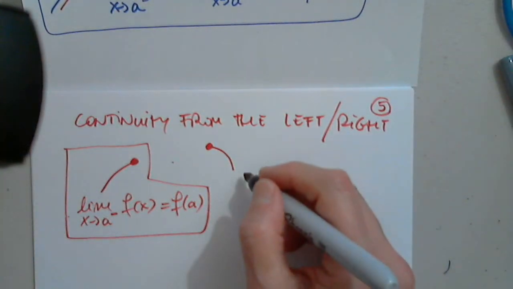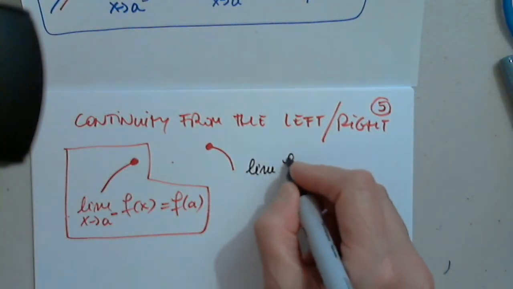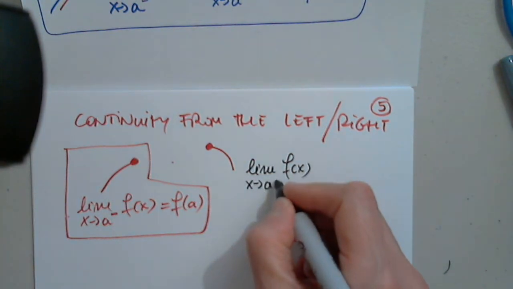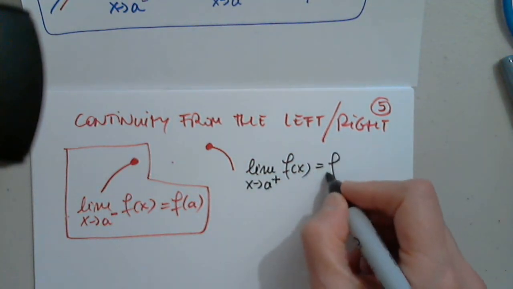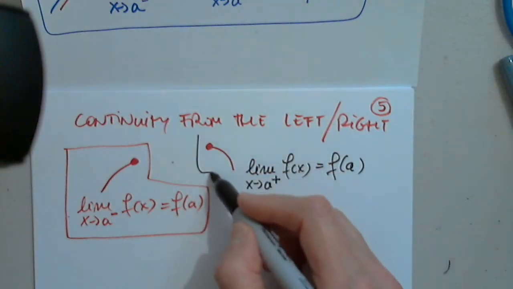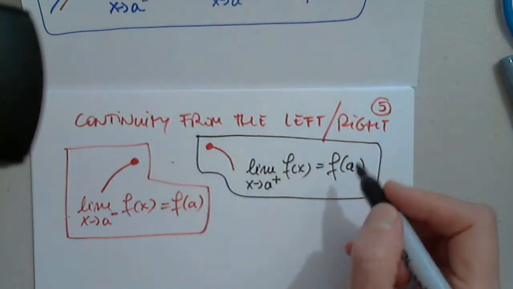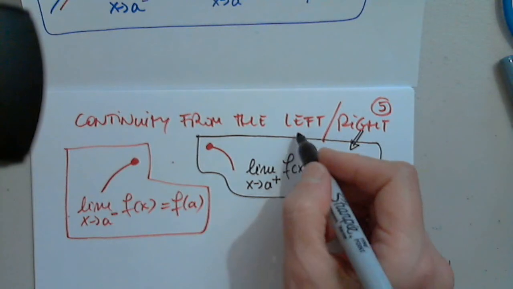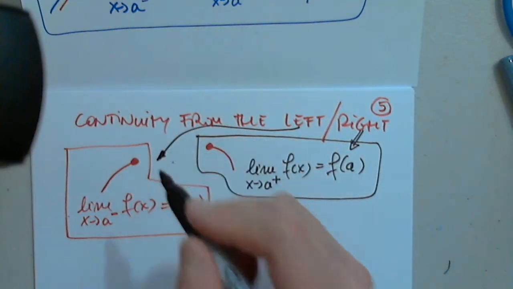This one is continuity from the right. Limit of f of x as x approaches a from the right equals f of a. Continuity from the right. This one is from the right, and this one is from the left.